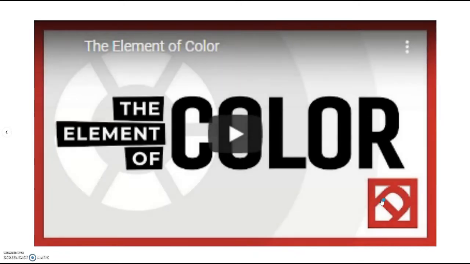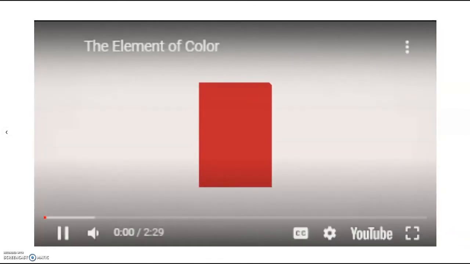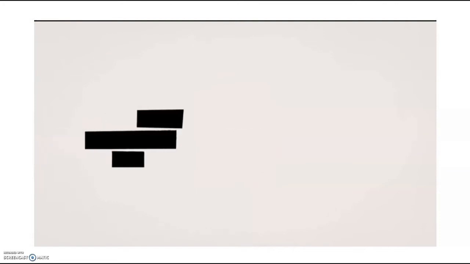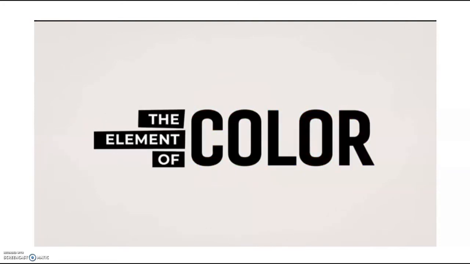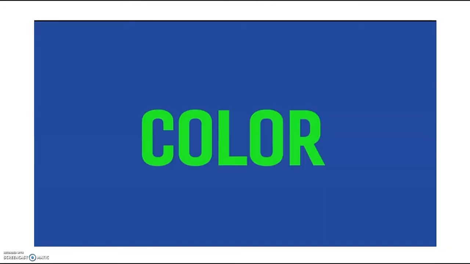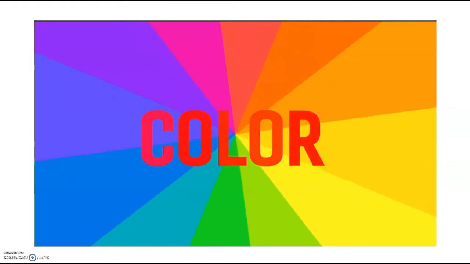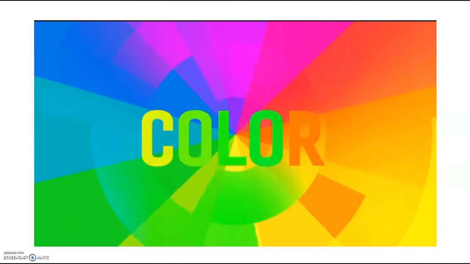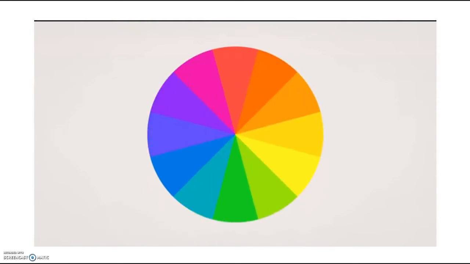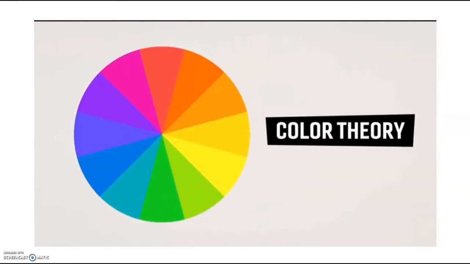Now let's overview what we just learned about color in this quick video. The element of color. More than any other element, color can have an immediate and powerful impact on us. But color is also the most complex and challenging element to work with. So to make color easier to understand, the traditional red, yellow, blue, or RYB, color wheel provides the foundation for what is commonly called color theory.